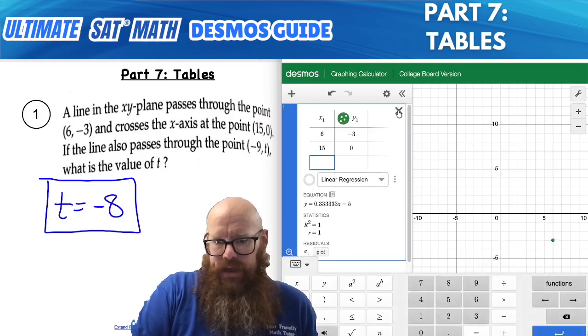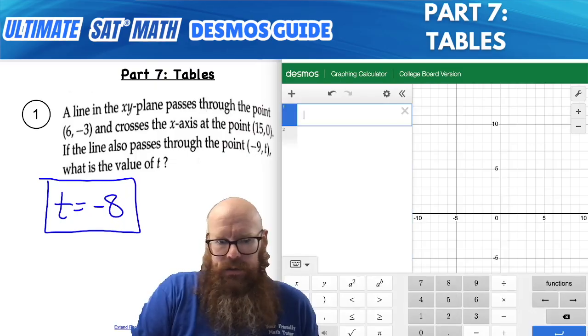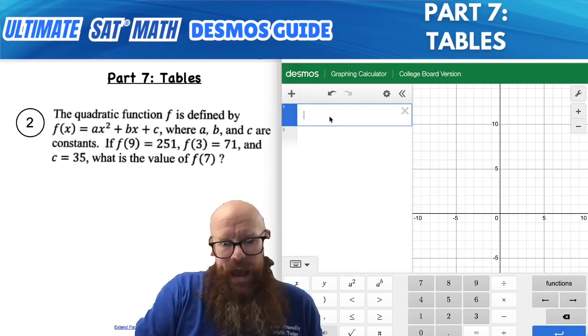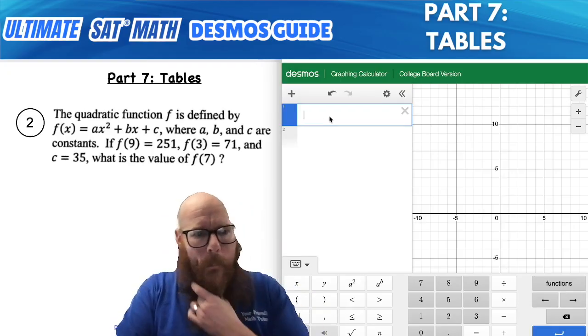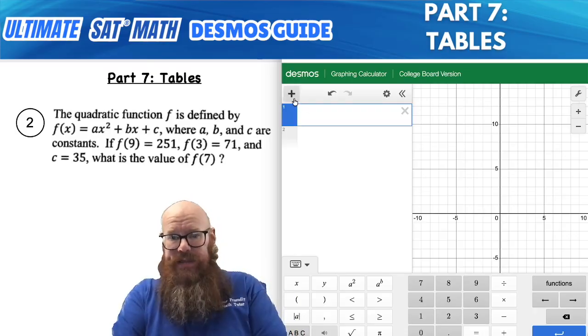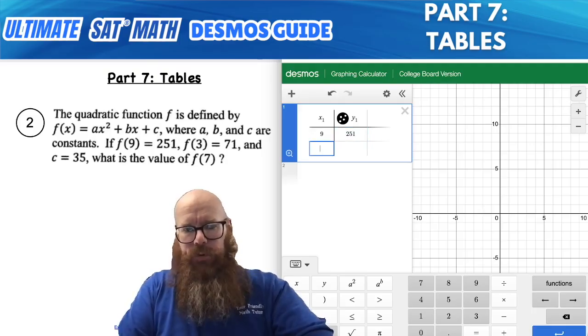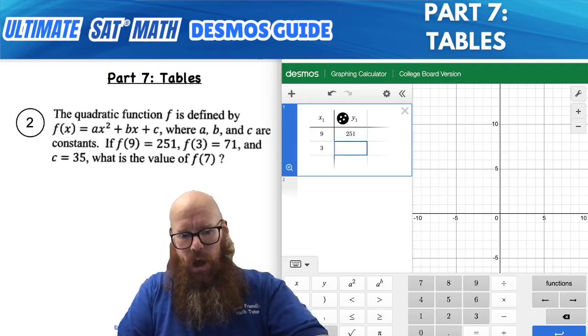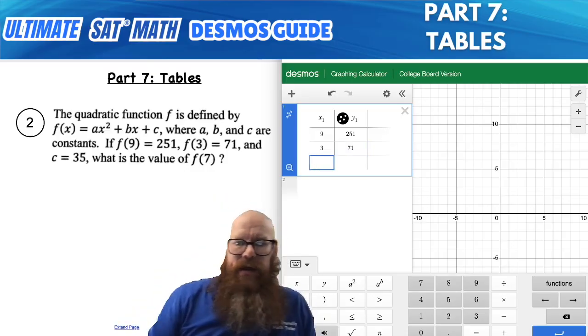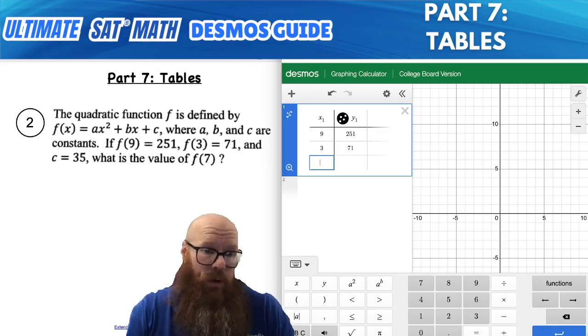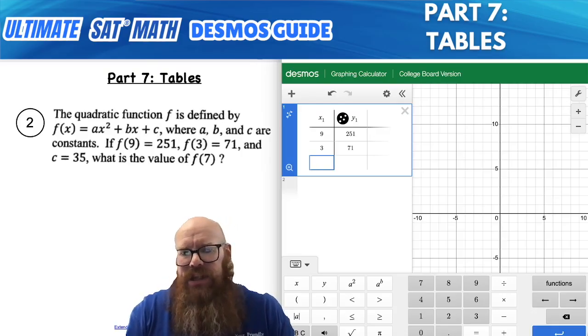All right, let's keep going, and we are going to take a look at the next one. So now we've got tables using a quadratic. Now this one we're going to do in a similar fashion. We're going to add a table, and we've got 9, 251. But we have to realize that in order to guarantee that our quadratic is going to be a unique quadratic for the points that are chosen, we need 3 points. And those 3 points have to be chosen in a certain way, but just make sure you have 3 points to begin with. And it doesn't seem like they give us the third point, but they really do.